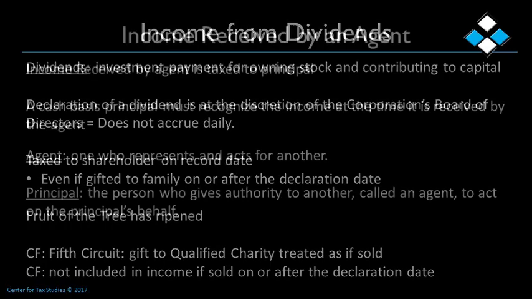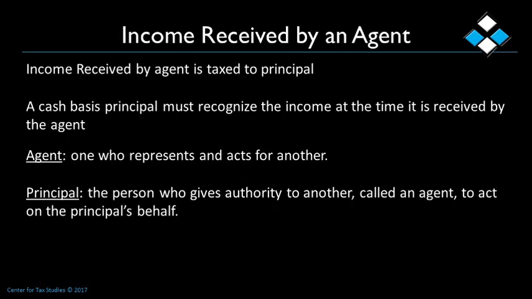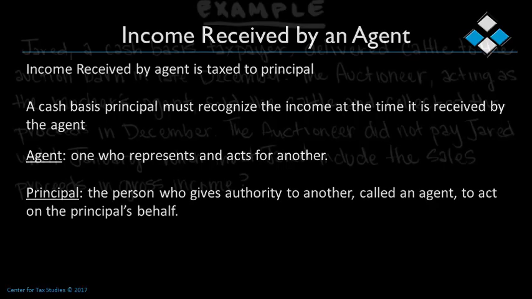All right, let's now move on to income received by an agent. Now, an agent is somebody who works for you or in your name. So an employee is an agent of a corporation if they are performing services for that corporation. So income received by an agent is taxed to the principal. A cash basis principal must recognize the income at the time it is received by the agent. So let's go through an example of this to illustrate.